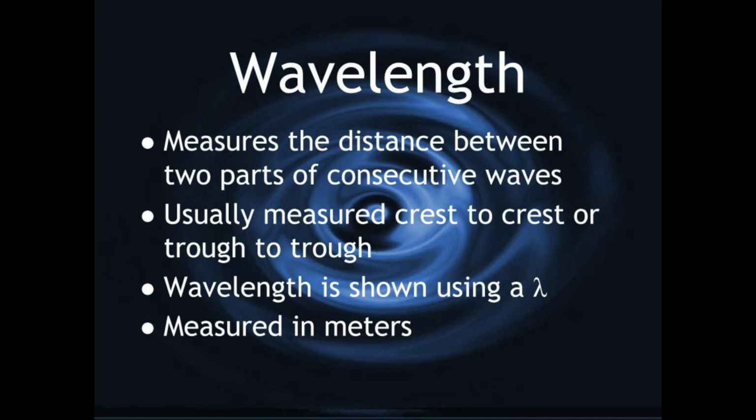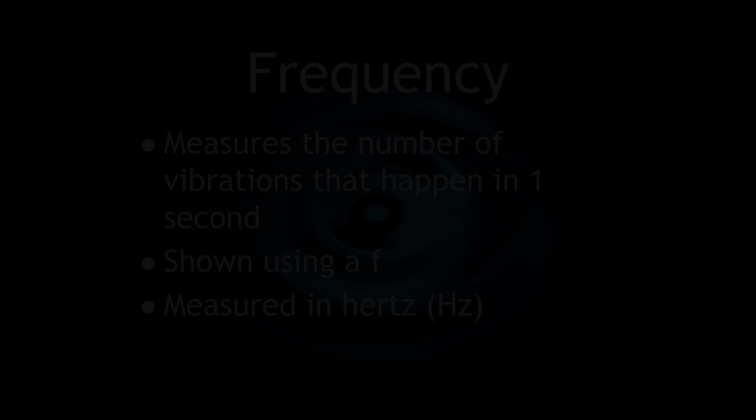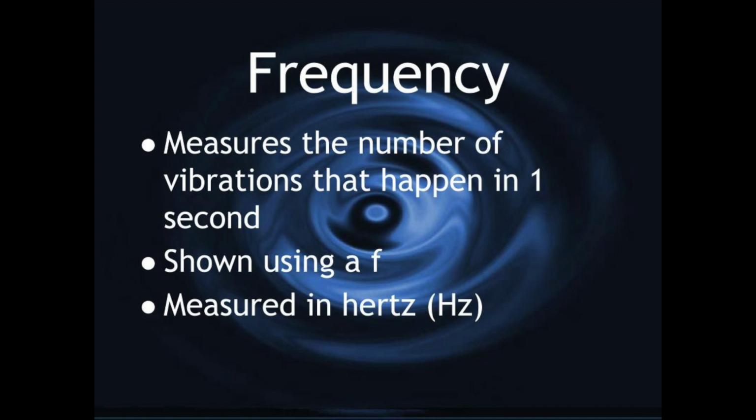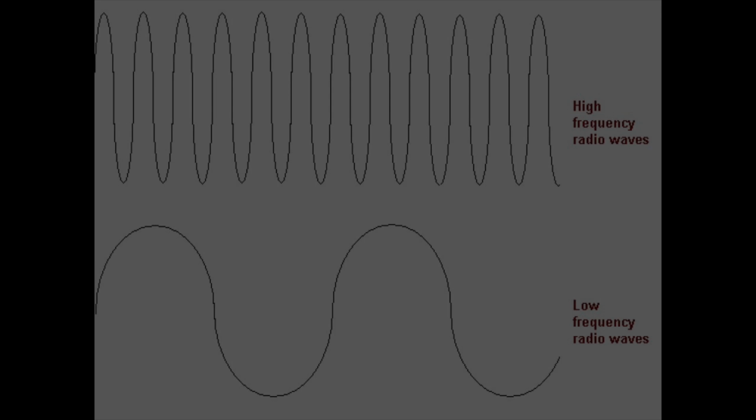The wavelength of a wave is the distance between two consecutive parts of a wave. So it can be from crest to crest of a transverse wave or compression to compression of a longitudinal wave, measured as the distance in meters from one wave to another. The frequency of a wave measures how many waves pass per second. It is measured in hertz. The closer the waves are together, the smaller the wavelength, the higher the frequency of the wave.